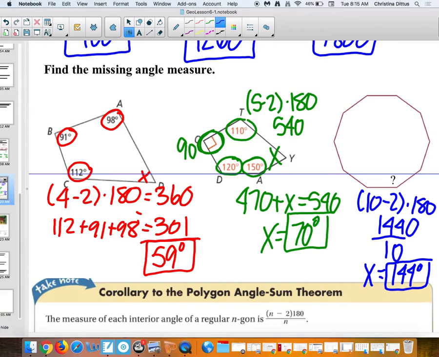That's what this little formula says down here. If you have a regular polygon, all you do is take your n minus 2 times 180 and divide that by how many sides there are, because how many sides there are is how many angles there are. Okay, questions on this page? No? Okay.